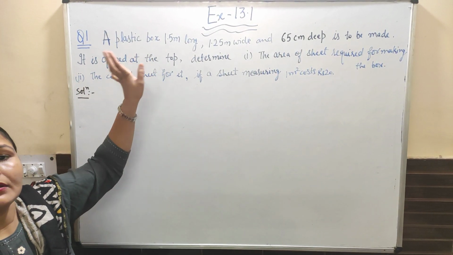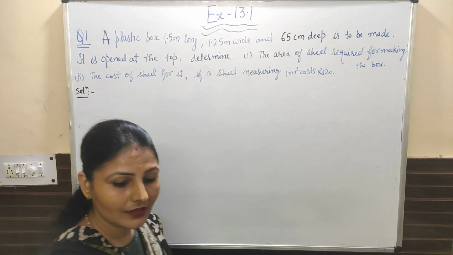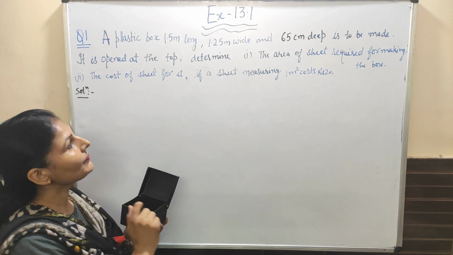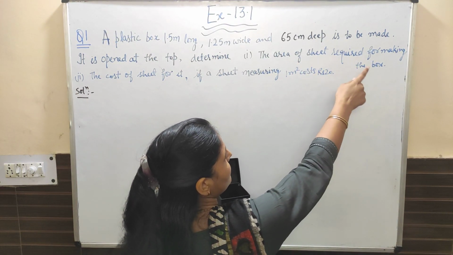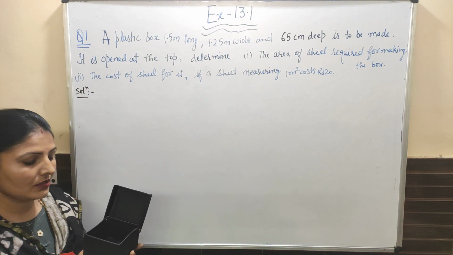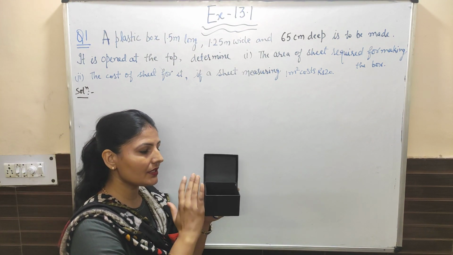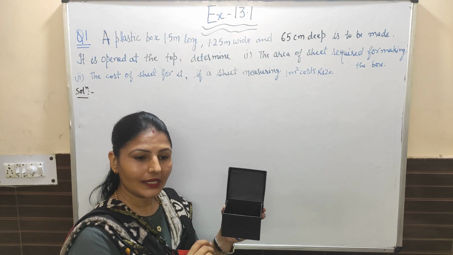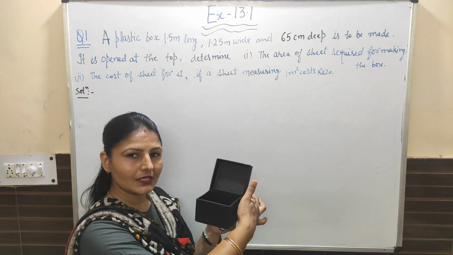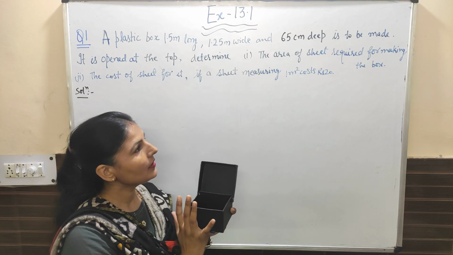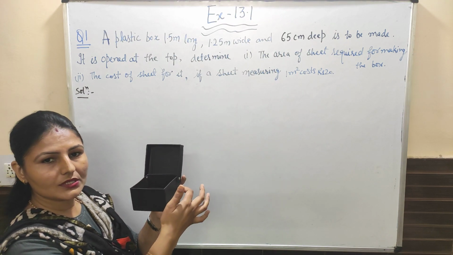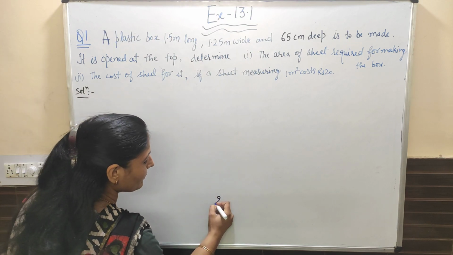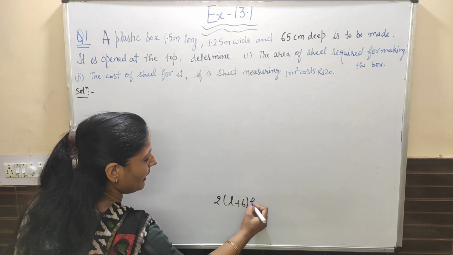It is to be made open at the top. How is the box? Open at the top, like this. You have to find the area of sheet required for making the box. We have to find the surface area of this box. Then how will we calculate? All 4 walls are there. This is a cuboidal box and the area of 4 walls will be, have you learnt? 2 into L plus B into H.